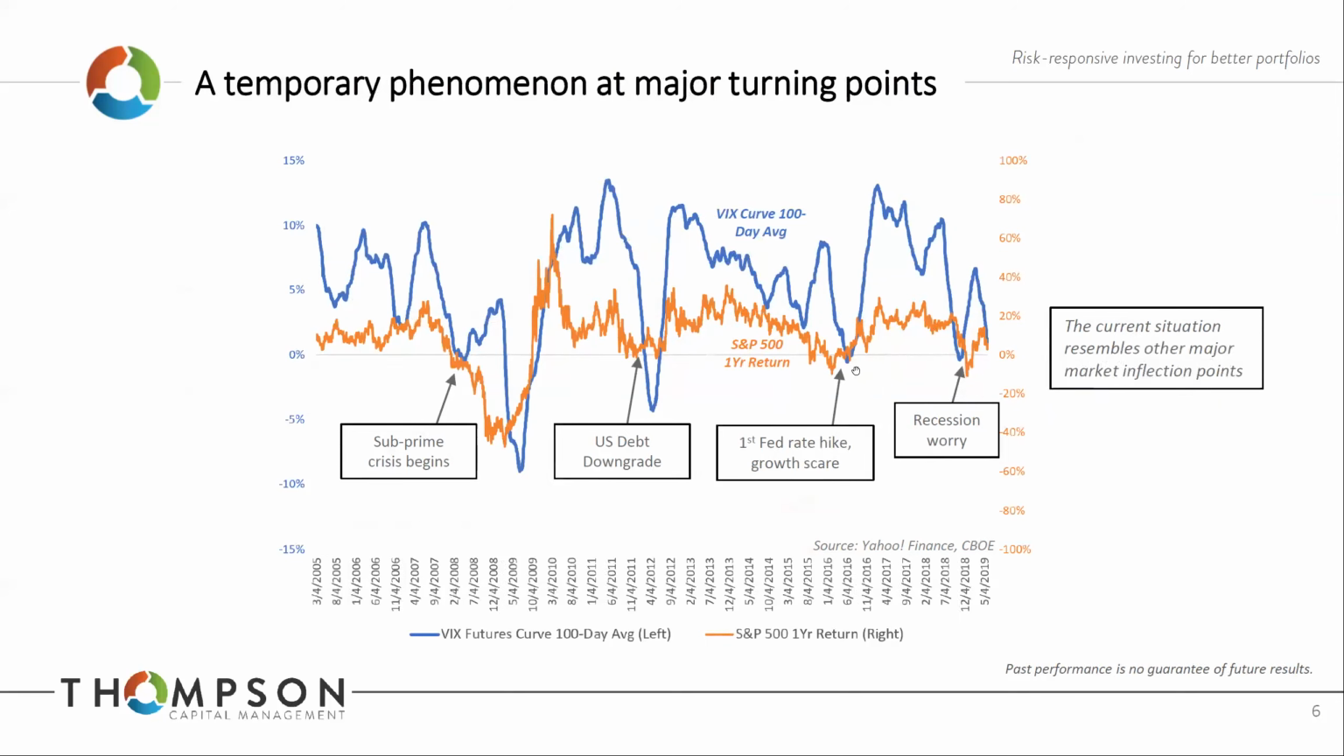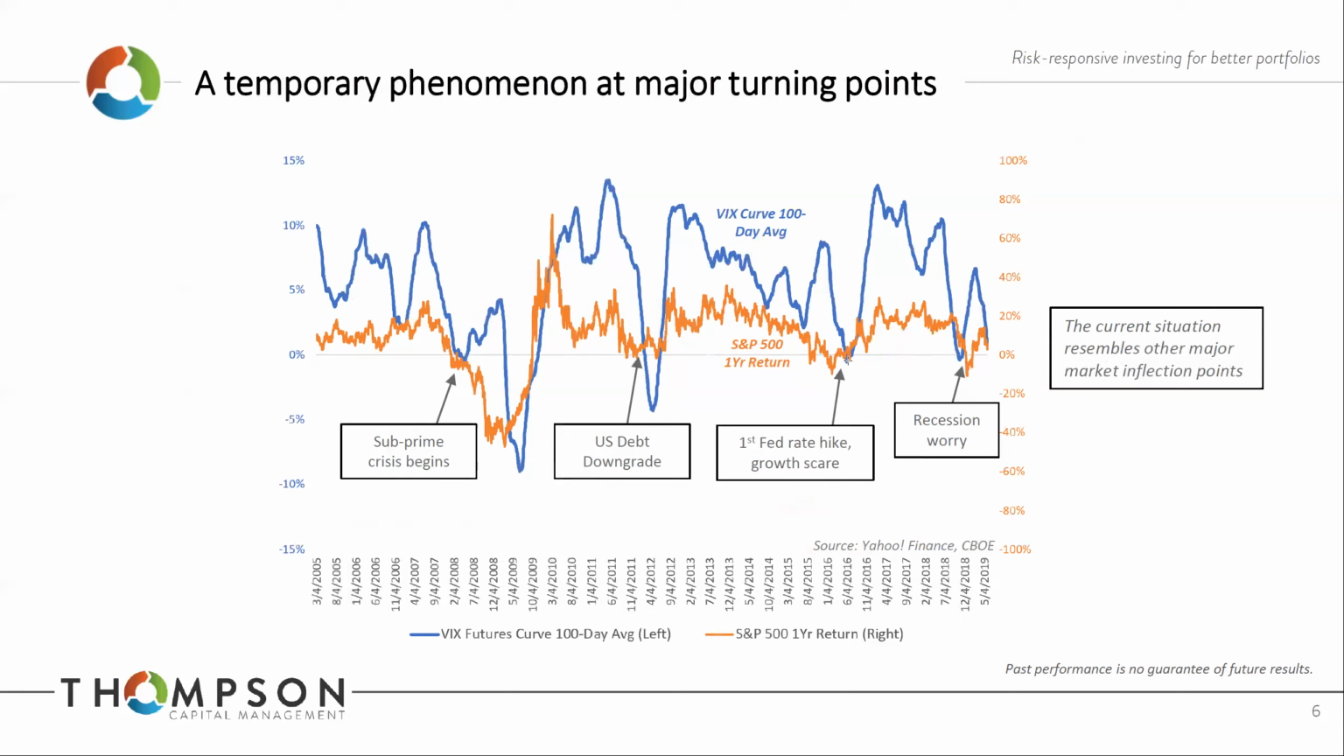Then we've got a couple other major events here. The U.S. debt downgrade in fall 2011 had a similar setup and similar resolution. It ended up pushing lower, backward for the VIX futures curve, and that was a profitable environment for Alpha Seeker as well. And then in the 2015, 2016 area, that was around the time of the first Fed rate hike, and there was a growth scare in the United States around that time.